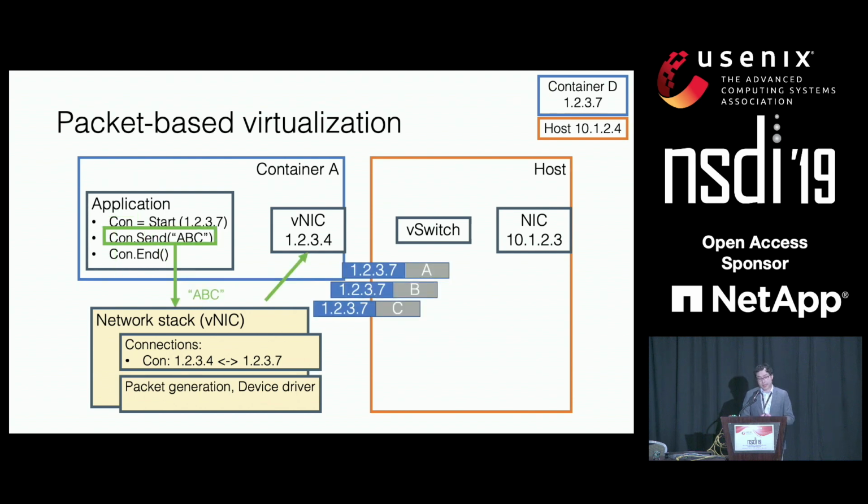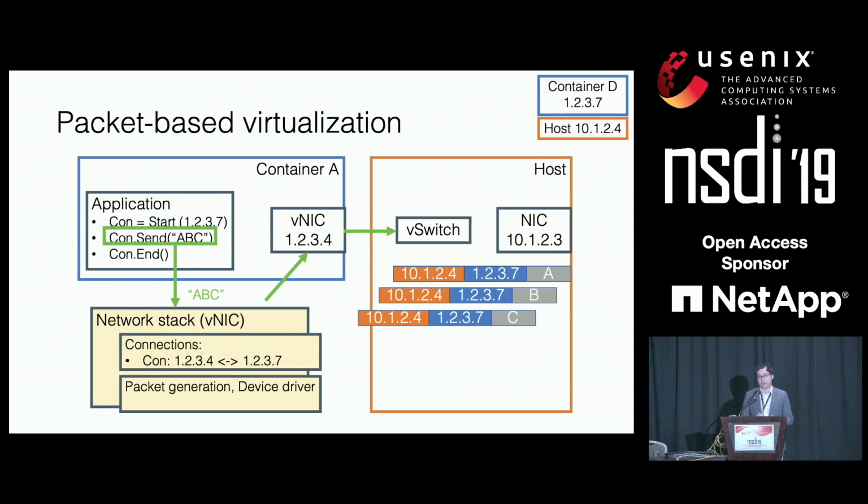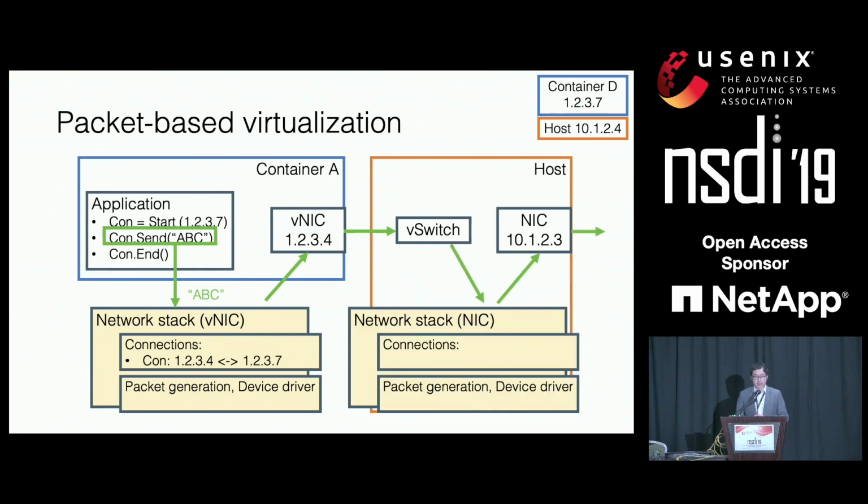When the application wants to send a buffer ABC, the network stack will understand that it needs to generate a packet whose destination IP is container D's IP. This packet will travel to the virtual switch to be encapsulated with the host network headers. In order to send these packets out, the virtual switch will send this packet back to the network stack in order to run the device driver for the real NIC. As we follow the green arrows here, you will understand why this scheme has very low throughput, high latency, and high CPU utilization, because every packet has to hop through a really long pipeline inside the operating system kernel.